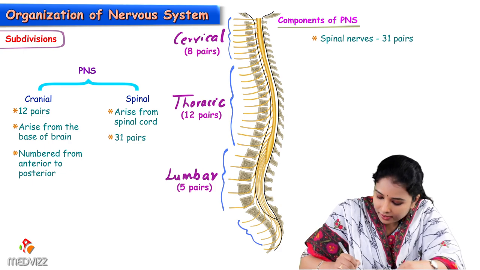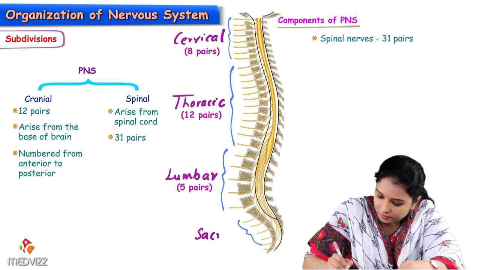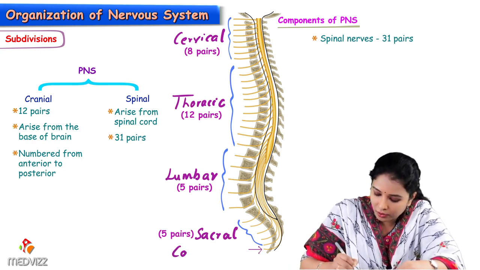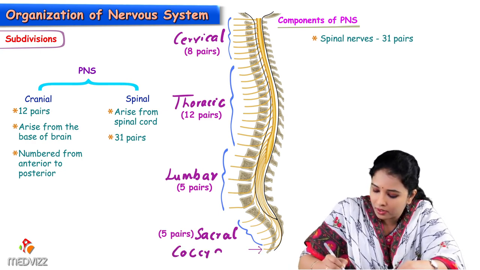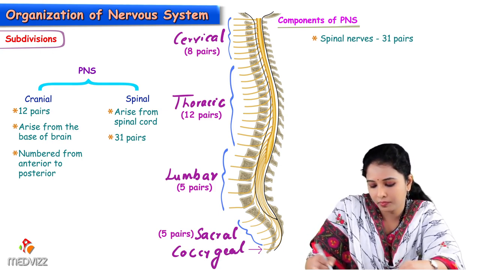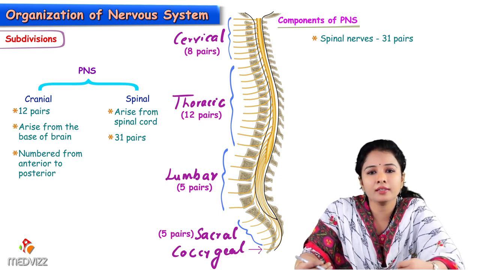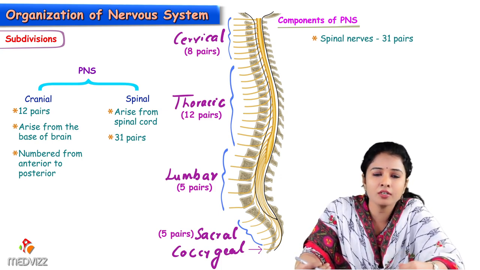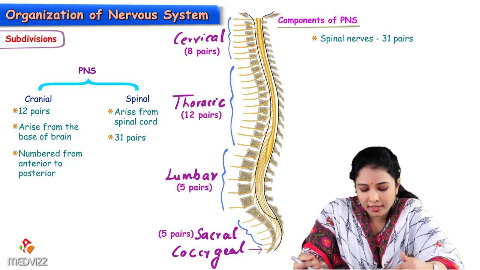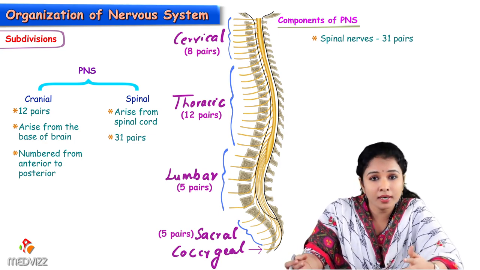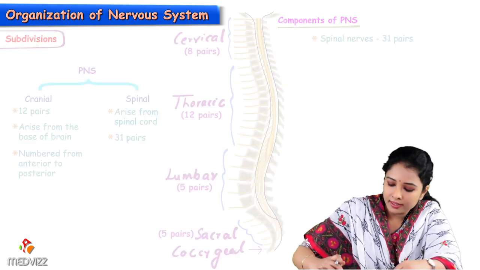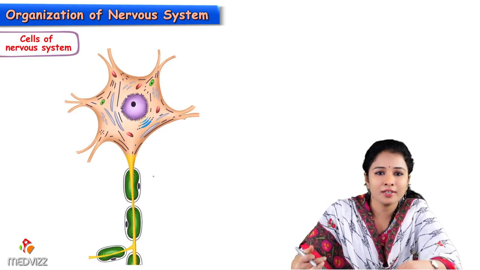Five pairs are sacral. And the last one pair is the coccygeal, which is also present along with the sacral nerves. So, these are the spinal nerves which are arising from the spinal cord. There are 31 pairs of spinal nerves: cervical 8 pairs, 12 pairs thoracic, lumbar 5, sacral 5 and coccygeal 1.